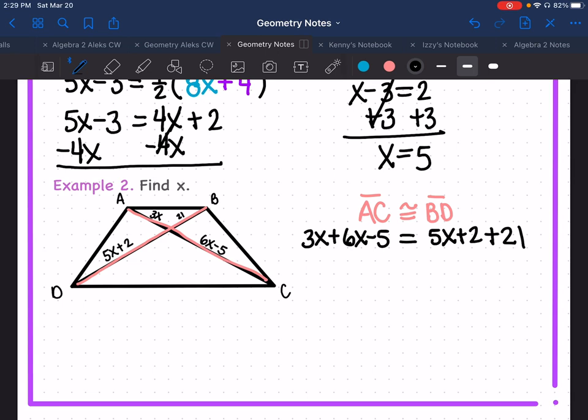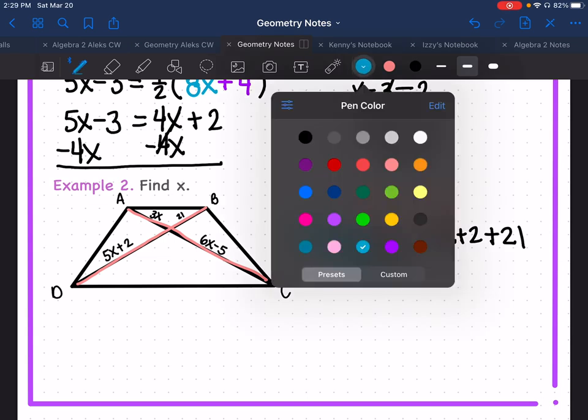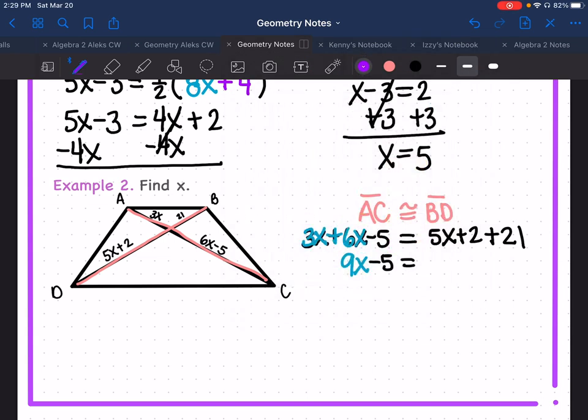And now I'm just going to go ahead and solve. So over here on this side, I would combine together my 3x plus 6x, which would give me 9x minus 5. And on the other side, my like terms would be the positive 2 plus the 21, which would give me 5x plus 23. And now I just have my two-step equation to solve.